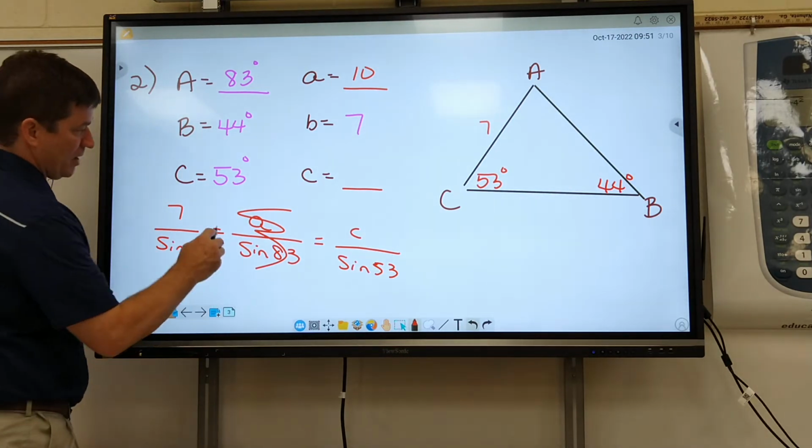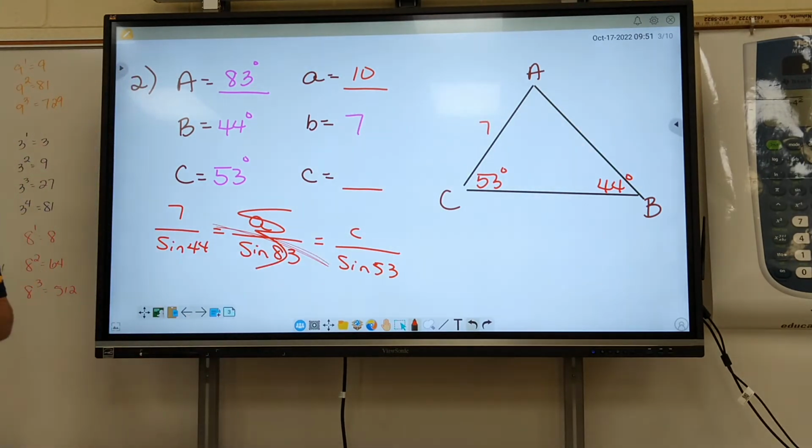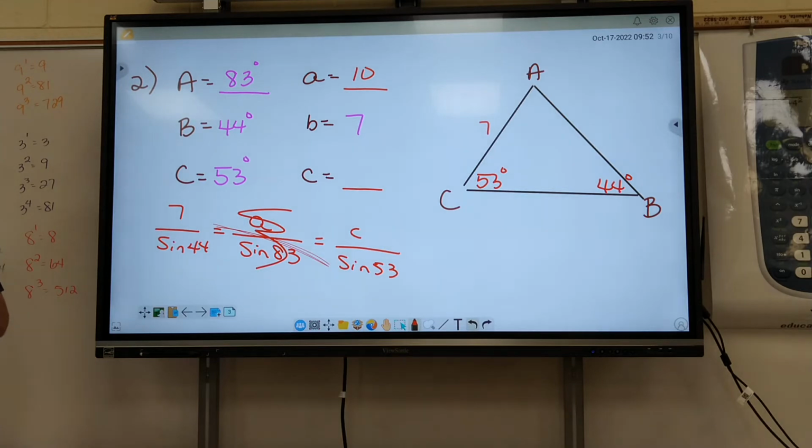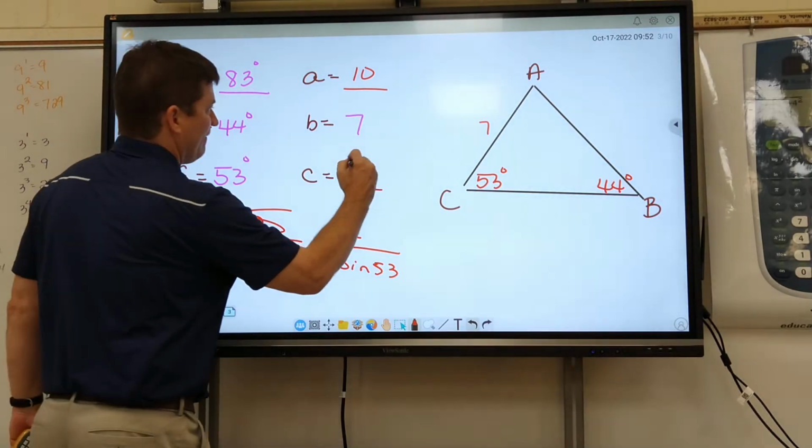All right, so now let's cross multiply. Times these two first. Sine of 53 times 7, divided by sine of 44. I got 8.04, so we'll just say 8.